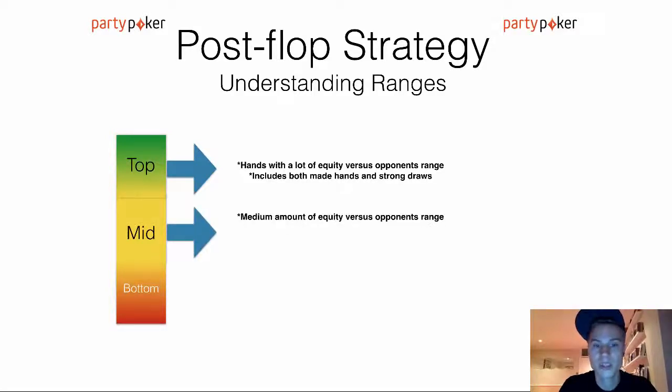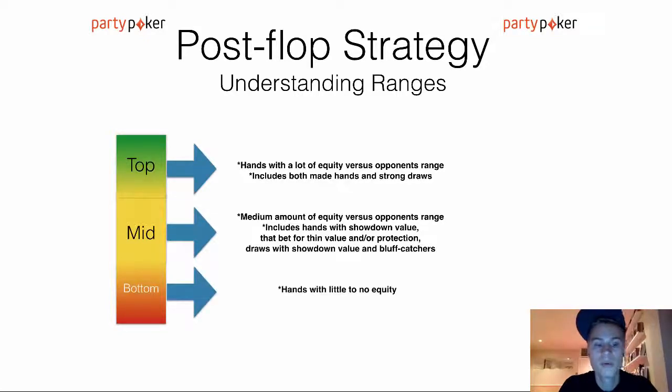The middle part of your range will consist of medium equity hands, and this includes hands with showdown value, hands that you bet for thin value with, or you bet for protection as well, draws with some showdown value or medium strength draws, and some bluff catchers as well, which usually are medium strength top pairs or some very strong second pairs. The bottom of your range will be hands with little to no equity. This includes hands that you should either fold or bluff with.